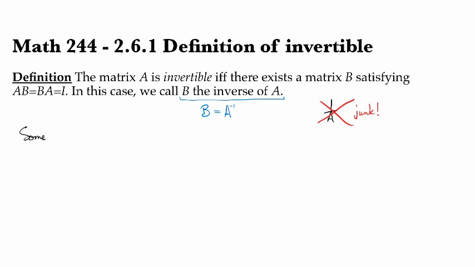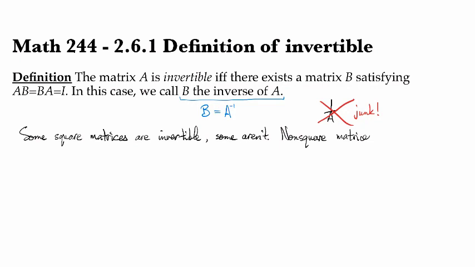So, some square matrices are invertible, and some aren't. And there's really no easy way to tell by looking in most cases. So it takes some work to figure out if a matrix is invertible, and we'll look into that. But one thing that is very clear is that only square matrices can be invertible. So non-square matrices are never invertible.